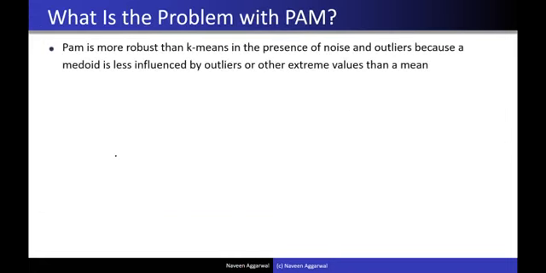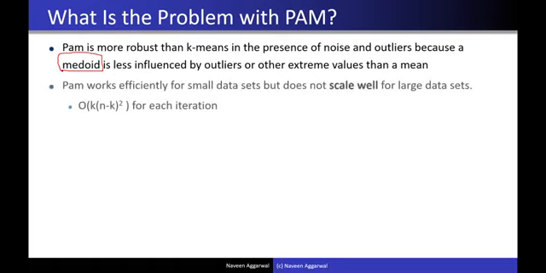Now, the problem with the PAM algorithm. PAM is robust to the presence of noise and outliers, which we know is a problem in K-means. The median is always the central value, so obviously we won't pick any outlier or noise. So it works efficiently, but it doesn't scale well. Every time, if you remember, we have to take these many steps. Since K is a small value, n minus K is very close to n, so it is n square time for each iteration.